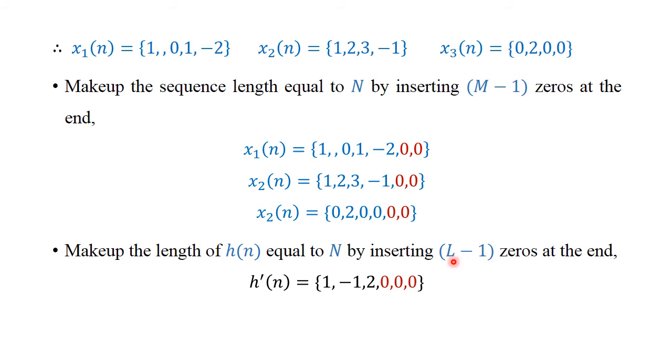So L is a known value, that is equal to 4. L minus 1 in the sense that will become 3. So 3 zeros have to be inserted at the end, so that the length of h dash of n and the length of each of these sequences are going to be the same for the calculation of the circular convolution.